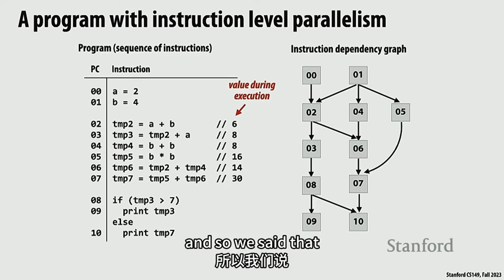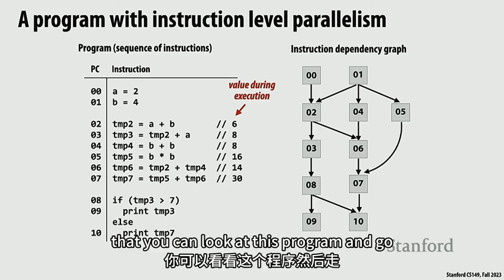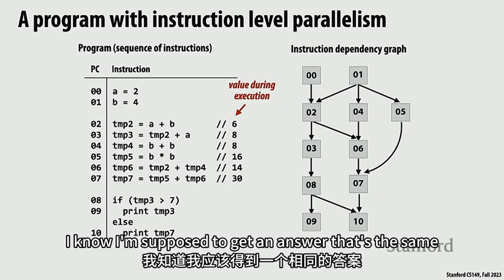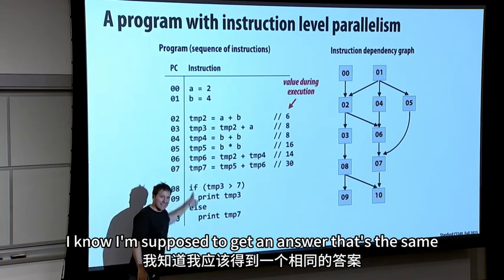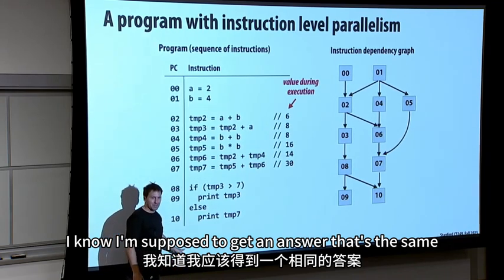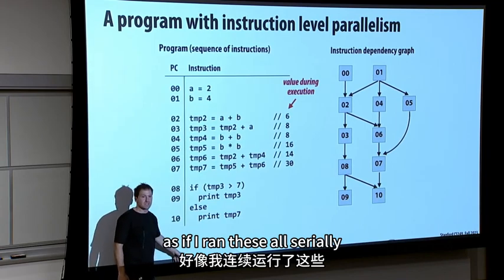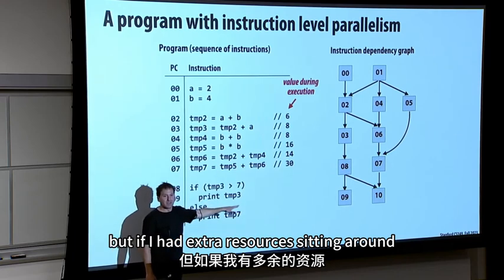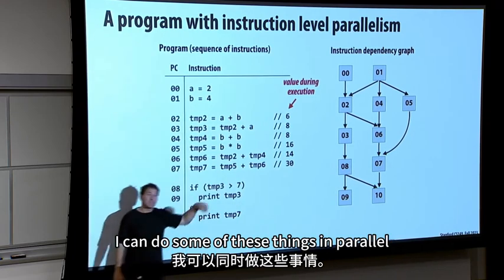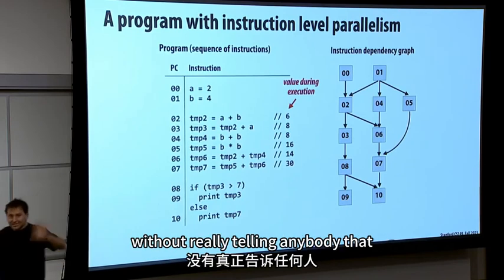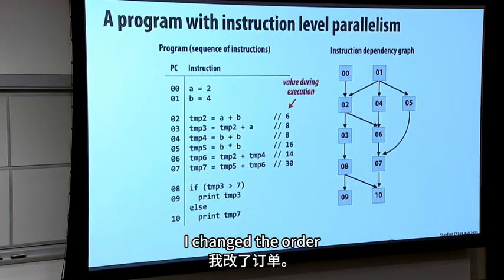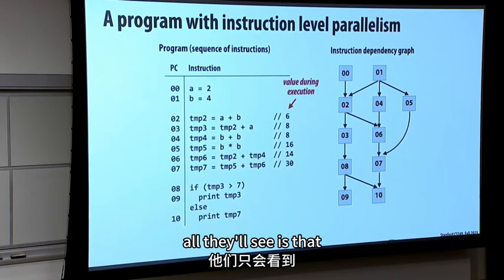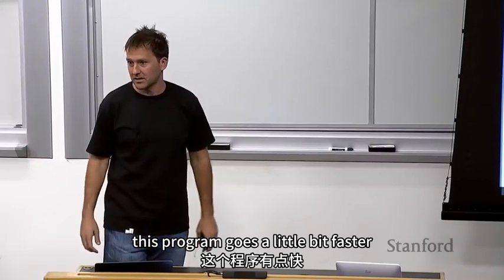And so we said that, in the same way that you can look at this program and go, I know I'm supposed to get an answer that's the same as if I ran these all serially, if I had extra resources sitting around, I can do some of these things in parallel without really telling anybody that I changed the order, and they'll never know. All they'll see is that this program goes a little bit faster.